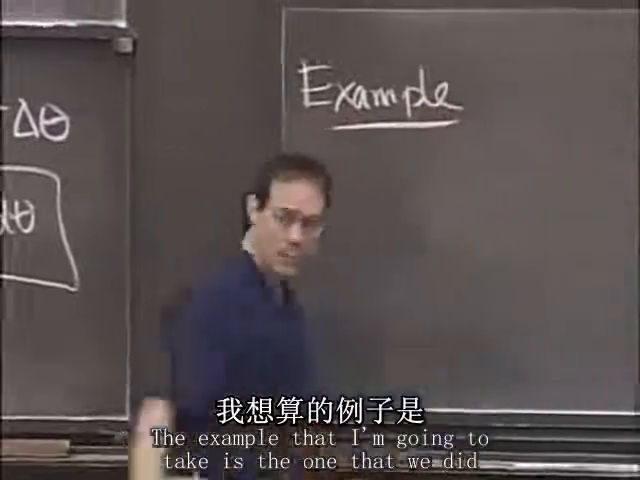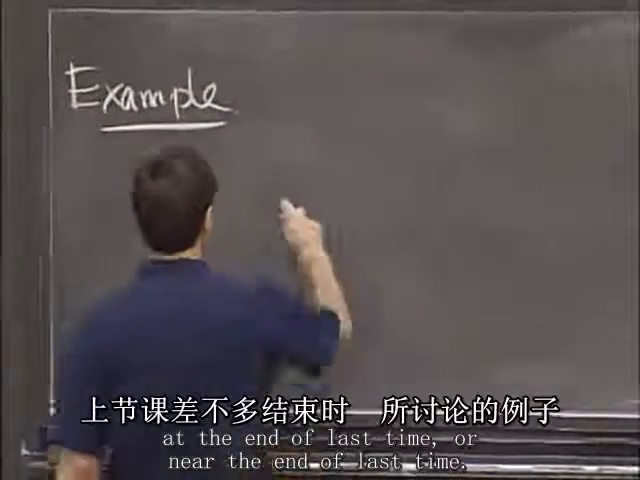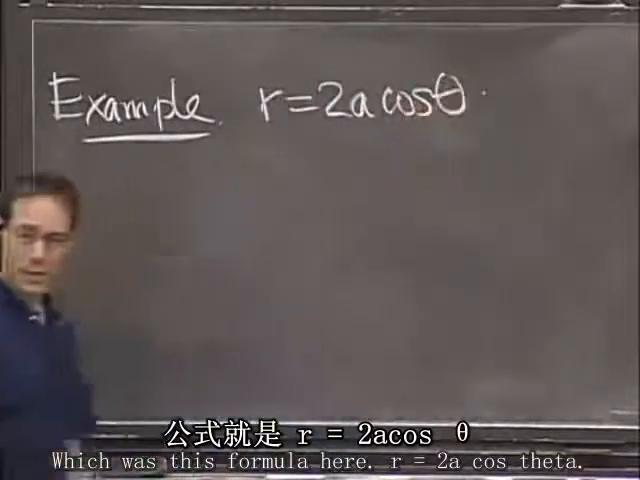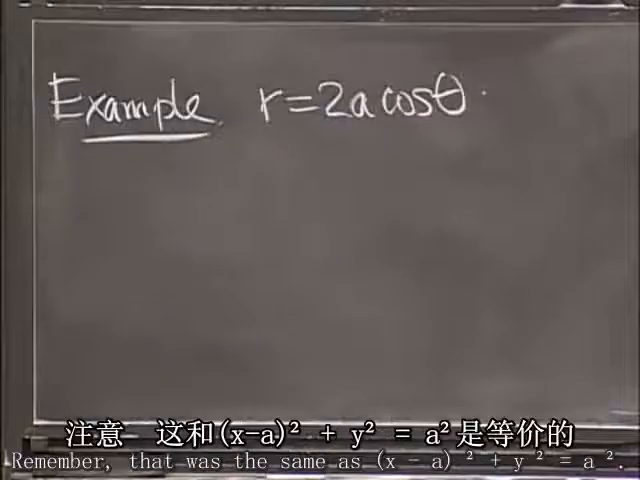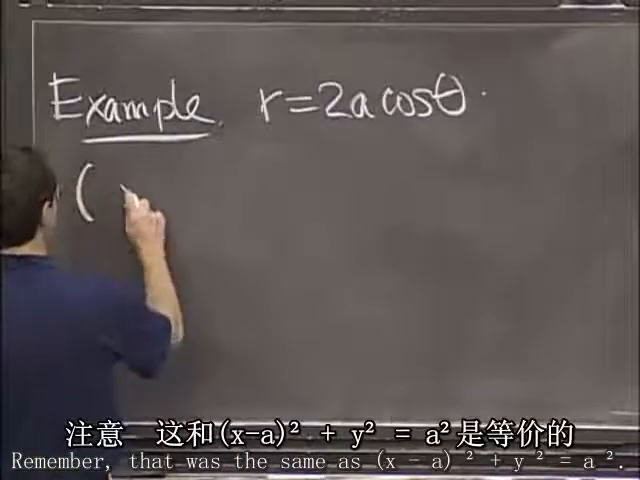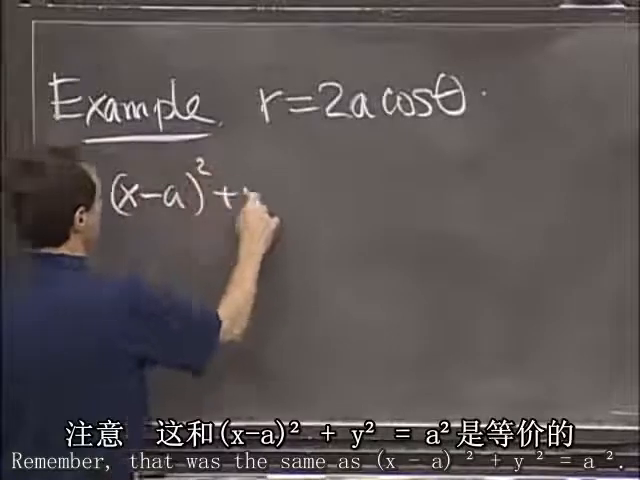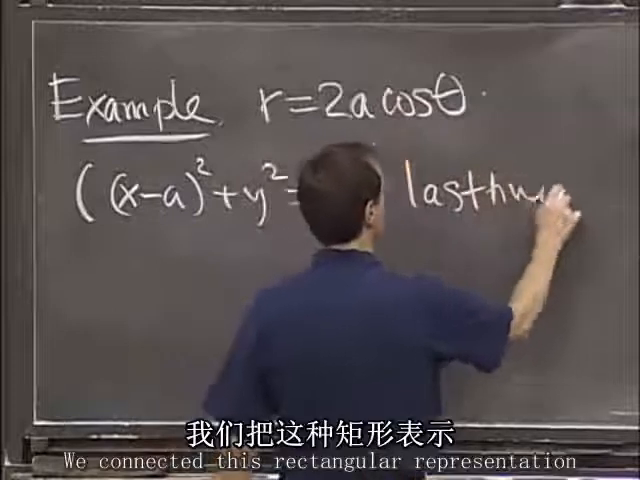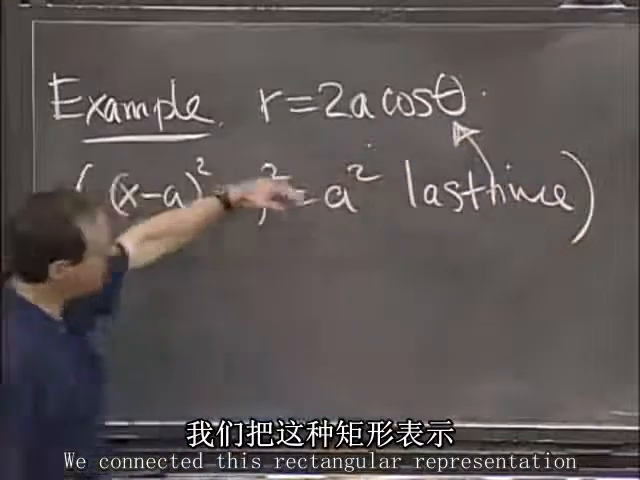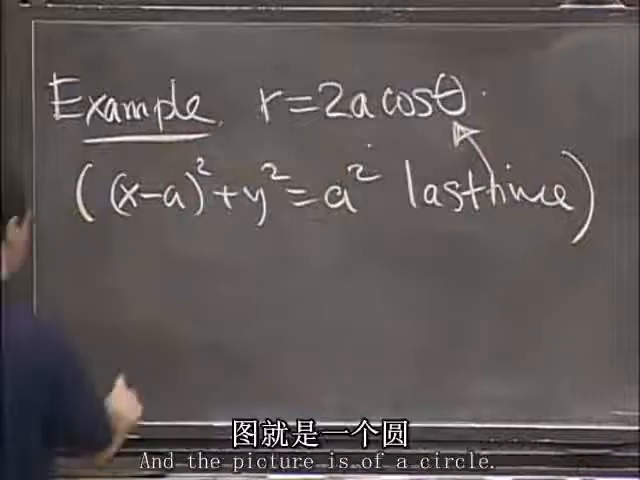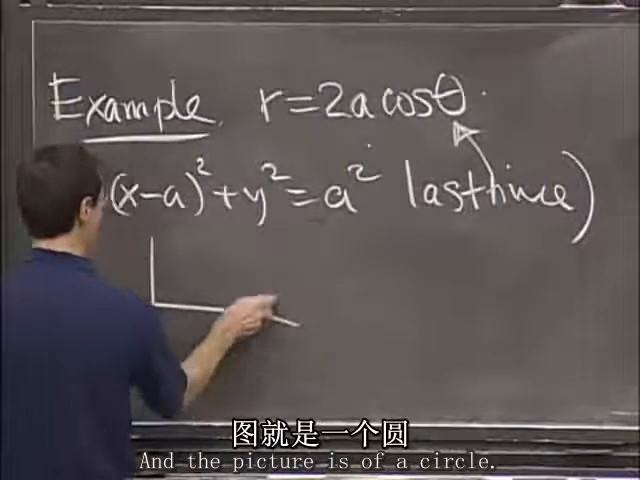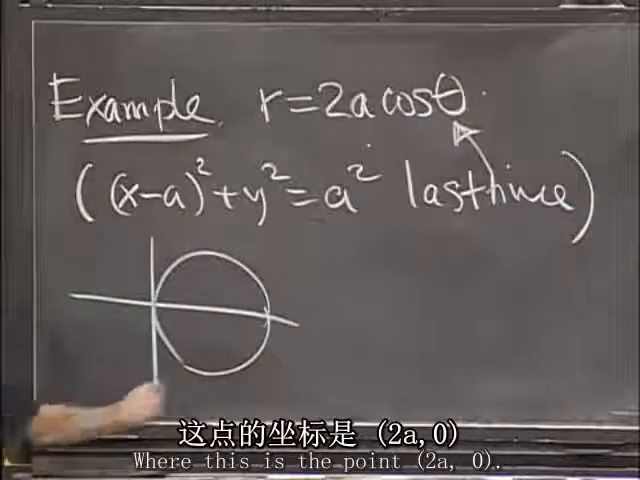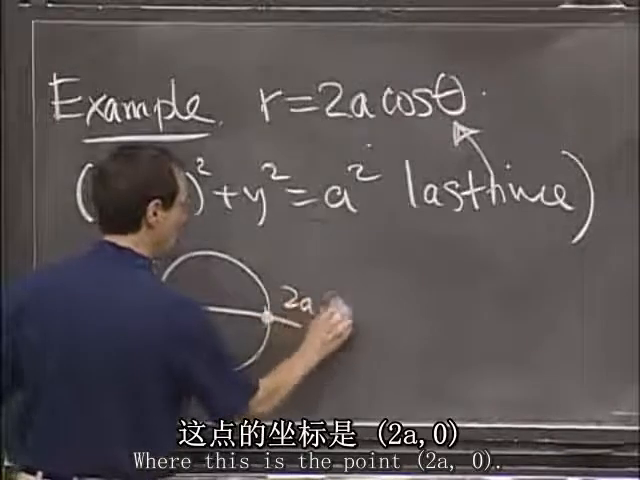The example that I'm going to take is the one that we did near the end of last time, which was this formula here, r is equal to 2a cosine theta. Remember, that was the same as (x minus a) squared plus y squared equals a squared. So this is what we did last time. We connected this rectangular representation to that polar representation. And the picture is of a circle, where this is the point (2a, 0).